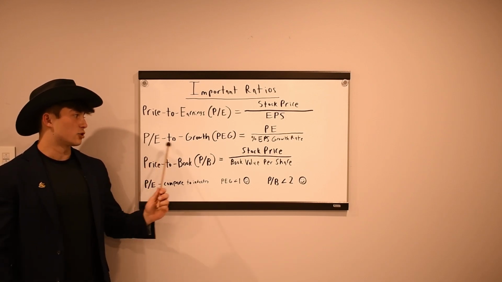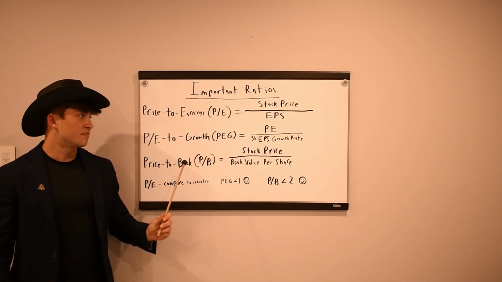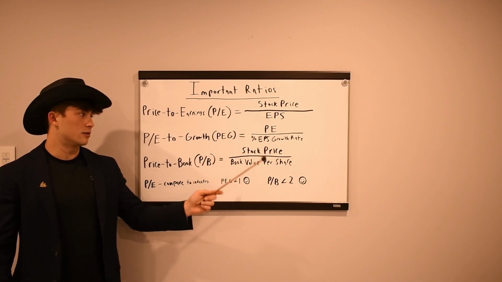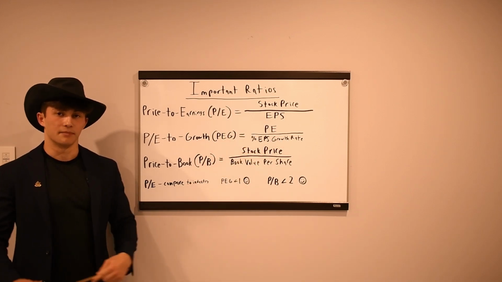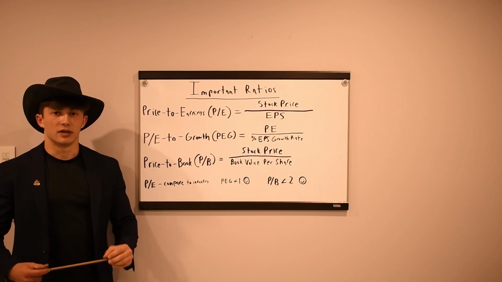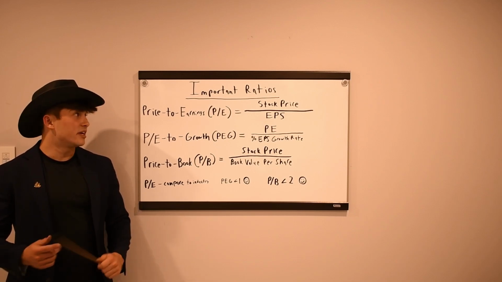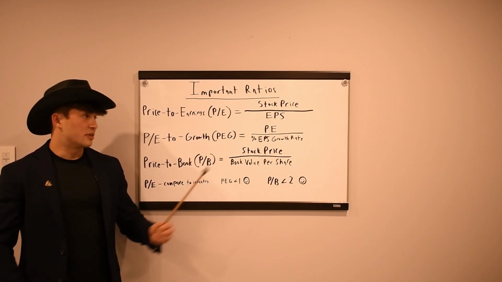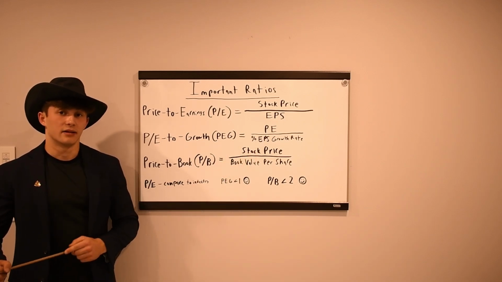Next, we have the price to earnings to growth, or the PEG ratio. This is the company's PE ratio, as calculated up here, divided by the company's percent EPS growth rate. This ratio is important because although a company may be overvalued according to its price to earnings ratio, the company's high growth rate may be able to justify that ratio.